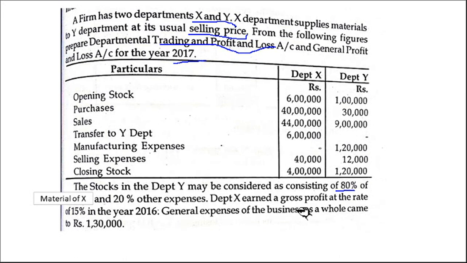Department X earns a gross profit at the rate of 15% in the year 2016. This is very important. See, 2016 is the previous year, right? So previous year gross profit rate is given, 15%. So previous year's rate is used for what? Previous year's closing stock. That means this year's opening stock. So in the calculation of opening stock reserve, we have to apply this percentage.